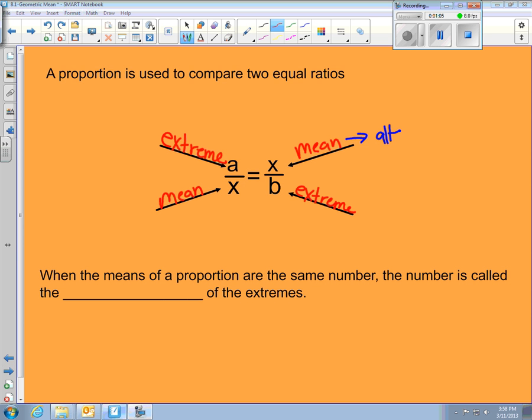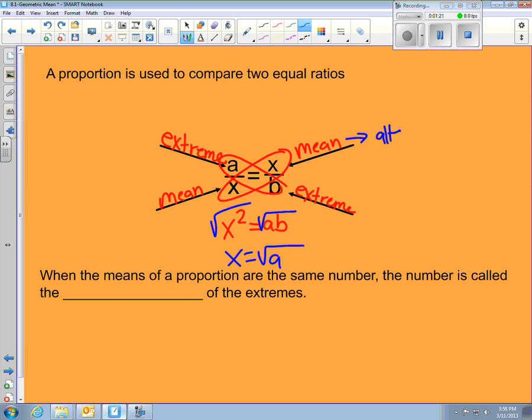All right, so typically when we solve proportions, we cross multiply. So we would get a times b, and here we'd get x squared. If we wanted x by itself, we have to do the opposite of squaring, which is square rooting. So x equals the square root of a times b.